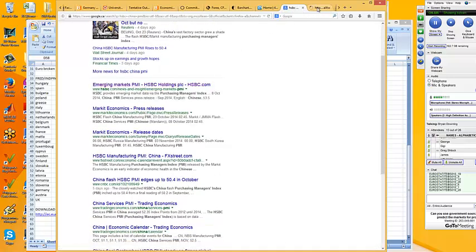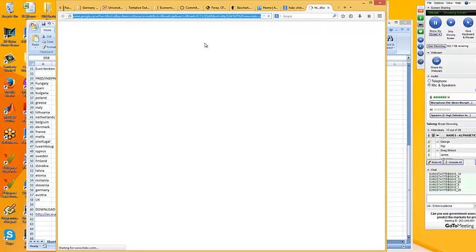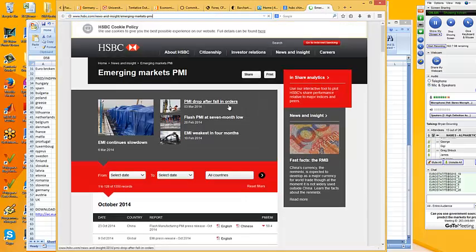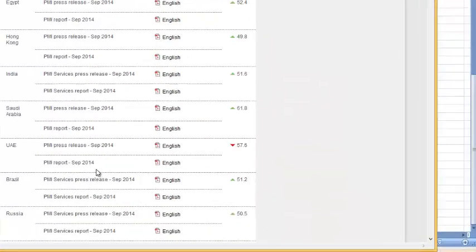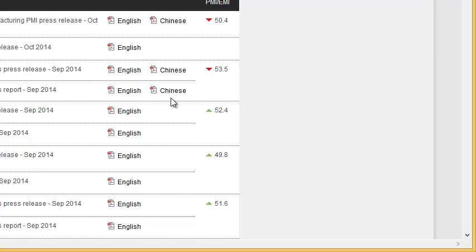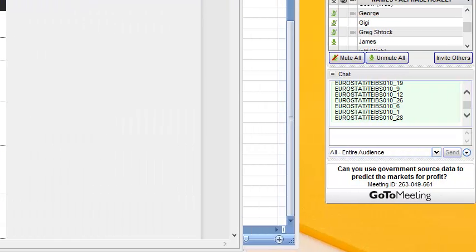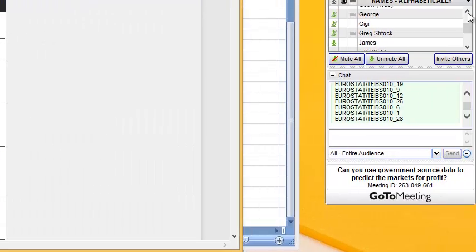Not sure which one it is, but the reason you use HSBC is because the ones coming out from the Chinese government are questionable. But here's the one for the PMI for China and all the other emerging markets. So a lot of people do use HSBC for that. Anybody use anything else coming out of China at all? But from my understanding, a lot of people, I said, trust the HSBC one. I can put the link in there for you if you want.